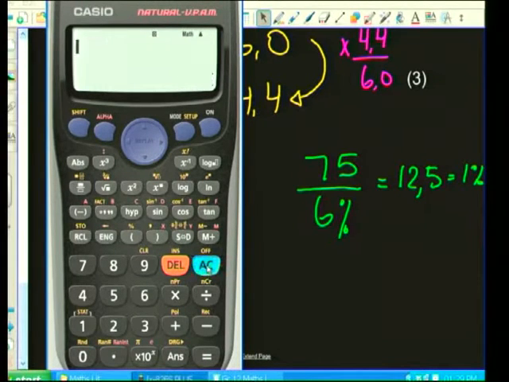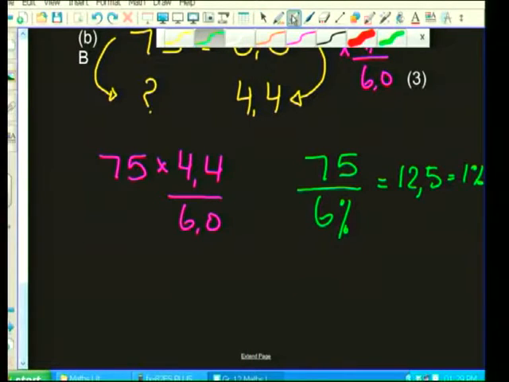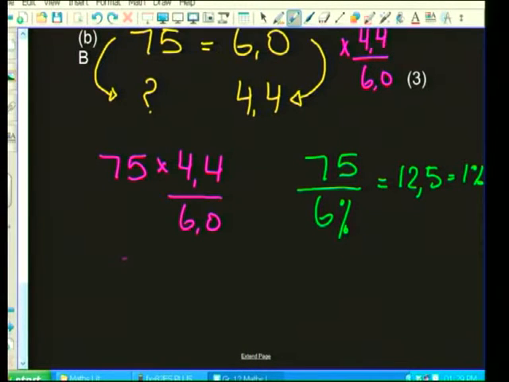Right, so I'm saying 75 times by 4.4 divided by, we can do it as a fraction, in fact. Let's do it as a fraction. 4.4 divided by 6, and I get an answer of 55. So 55 learners. 55 learners is what represents B.